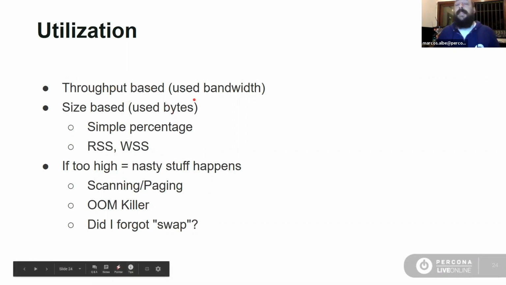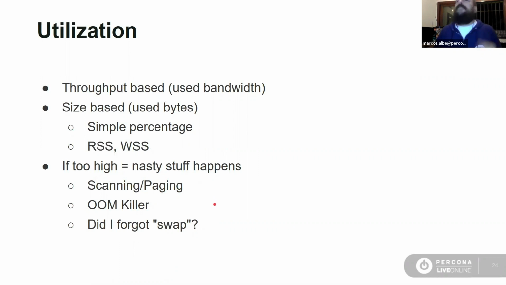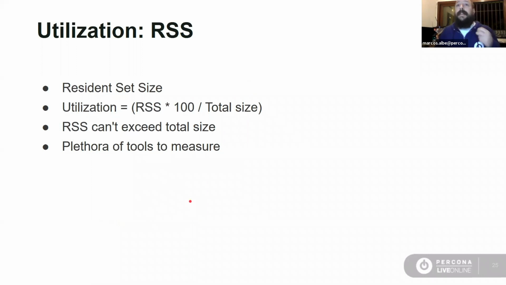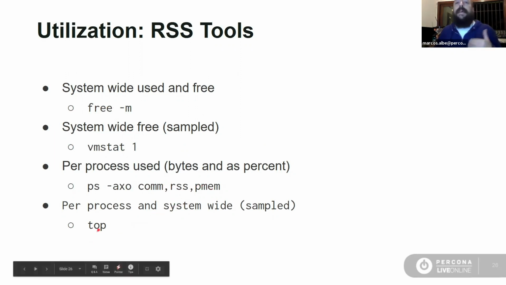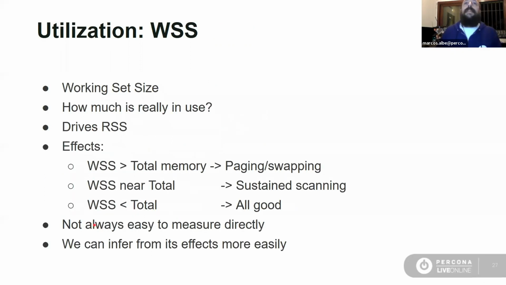If throughput-based utilization goes too high, then you will suffer stalls, which is the last part of our talk. Okay, this is the resident size. Set size is simply estimated with this formula. It cannot exceed the total size, and there's tons of tools. You can use free -m, vmstat 1, ps aux showing the command, the RSS, and the percentage of memory. And then you could look at it in top. Super easy.